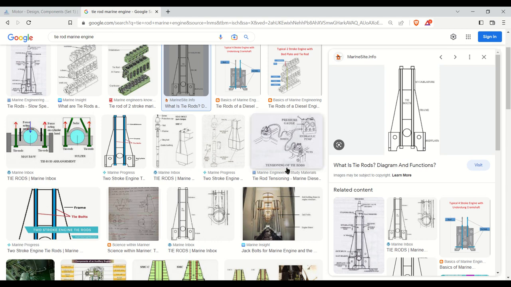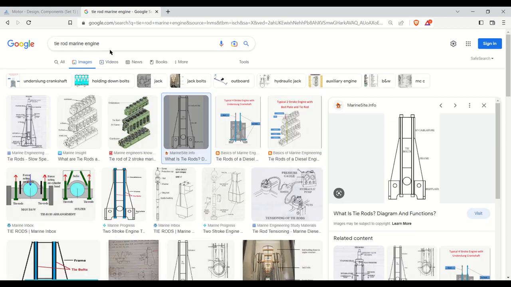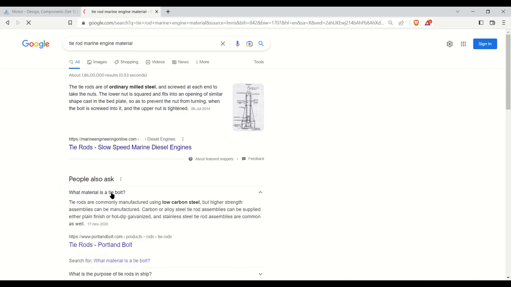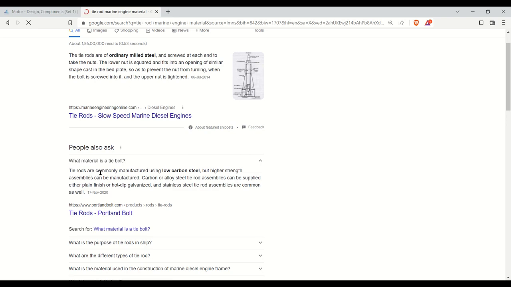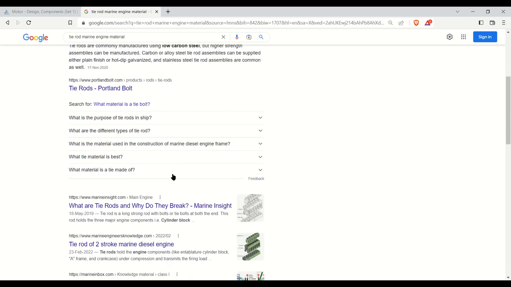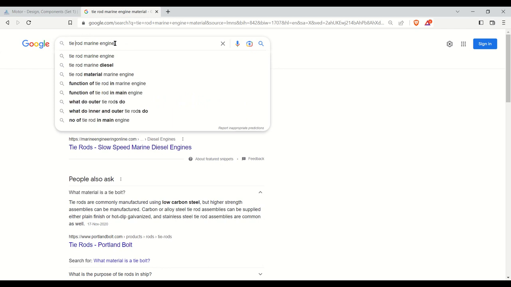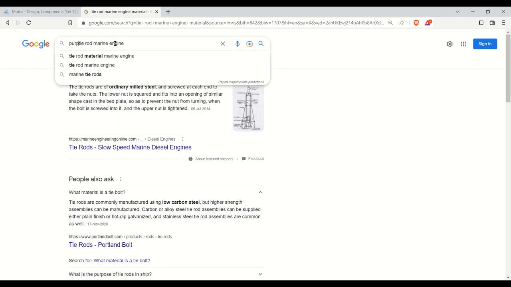We will look at its material also, because in many interviews it has been asked what is the material for the tie rod. What material is a tie bolt or tie rod? Tie bolts are usually made of low carbon steel, and we will take a look at its purpose, so that you can clearly understand.